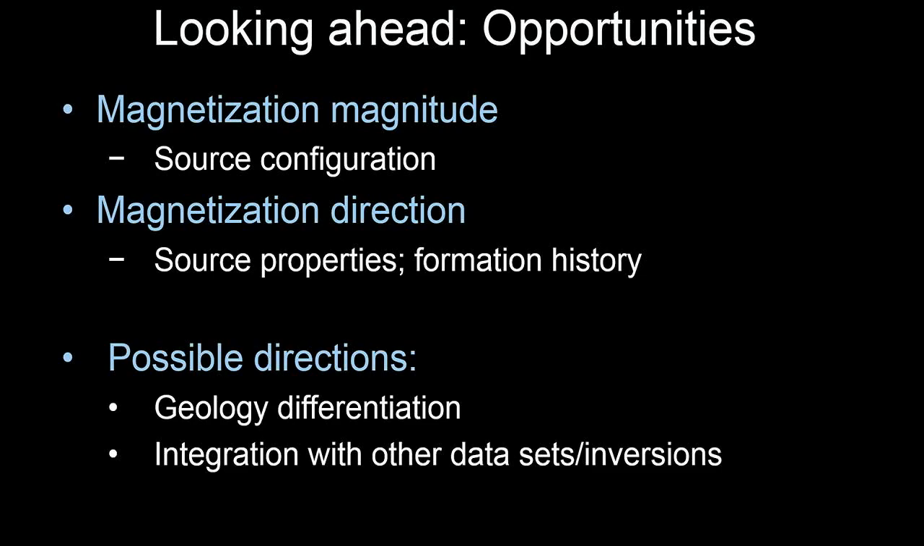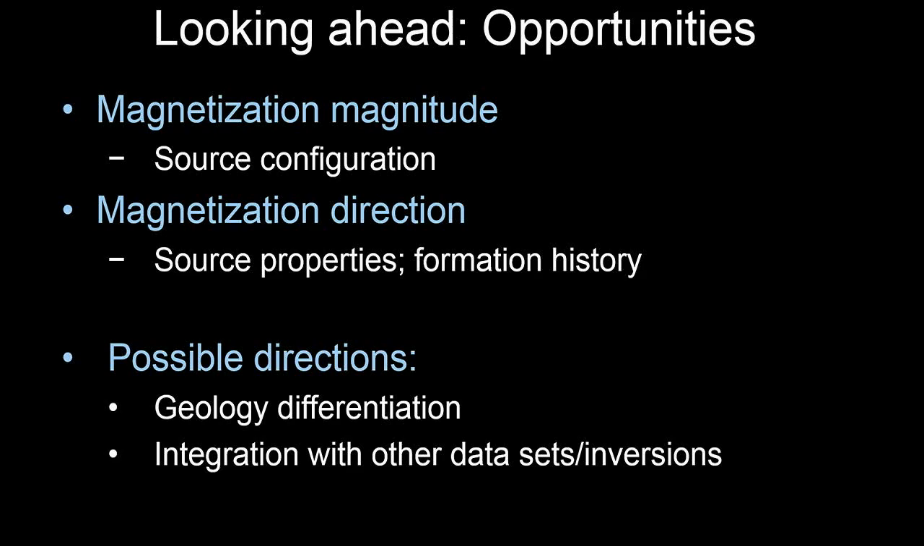So, a quick look ahead. What does this mean? I think we should really take a step back. The understanding we can walk away with, at least from my standpoint, is that the magnetization magnitude, or susceptibility, gives you the source configuration, spatial geometry, and magnetite content. The magnetization direction encodes information about the formation process and the structural movement of the sources.